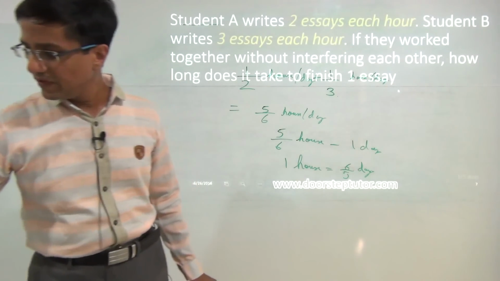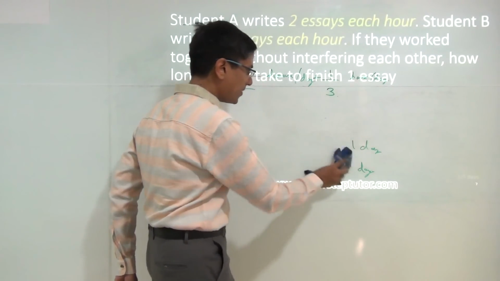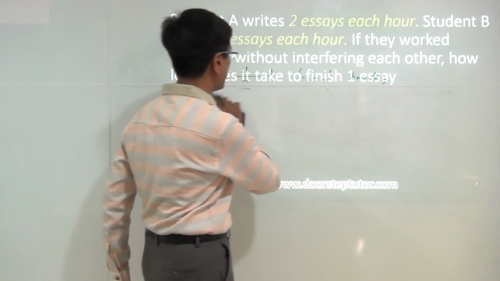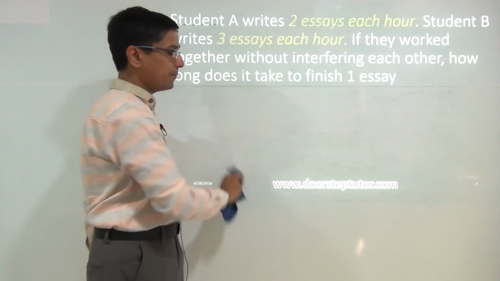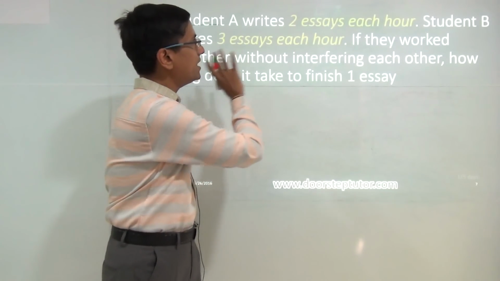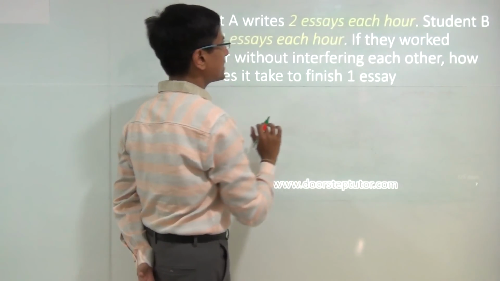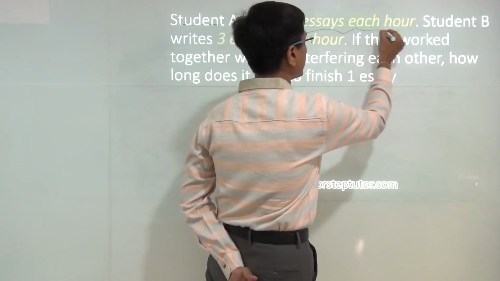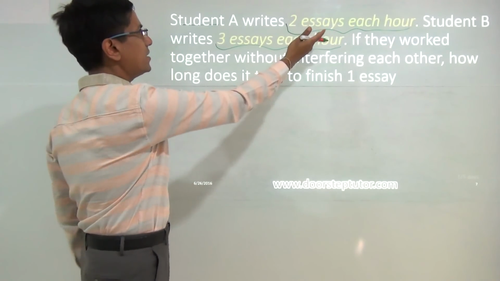Moving on, this is another problem where students who are trying to just apply a formula would completely miss it. This problem is very simple, hardly a 15-second problem. Student A writes 2 essays per hour. So what is the rate here? The rate is given directly in the question, 2 essays per hour.